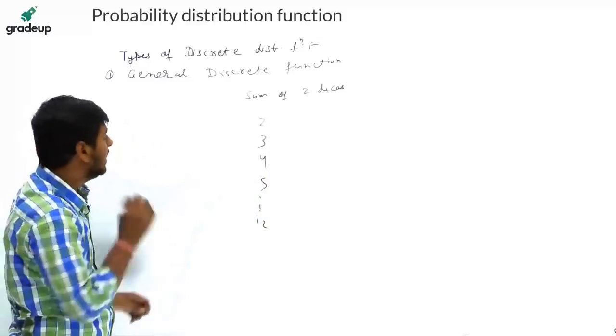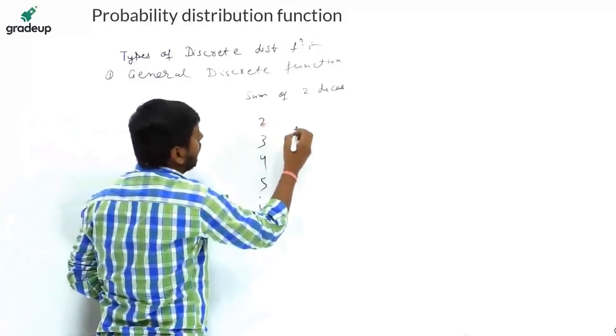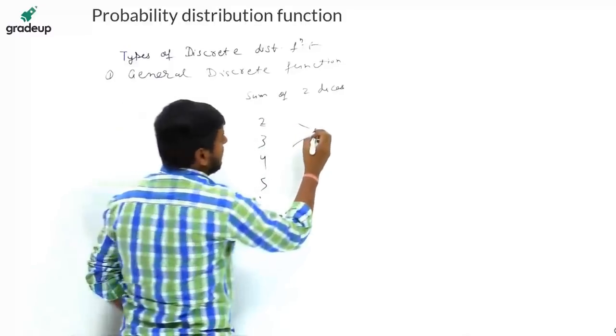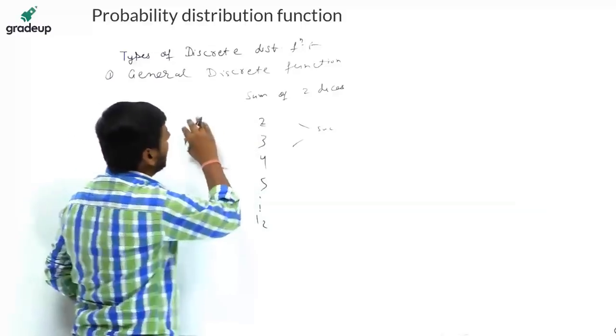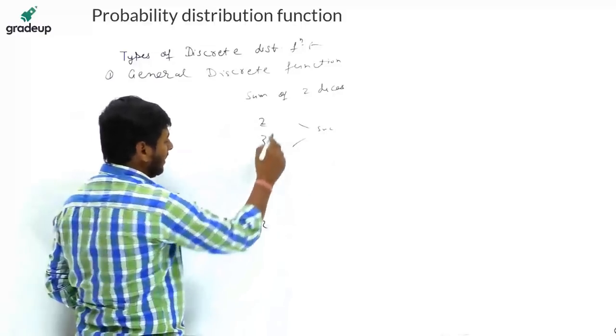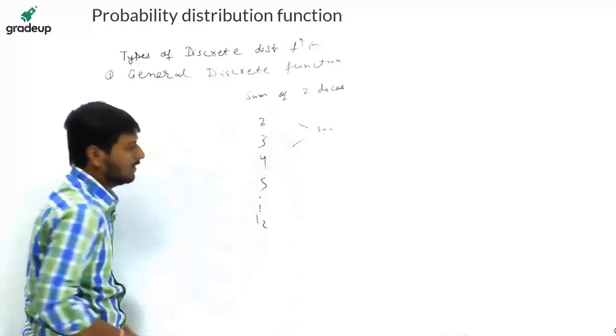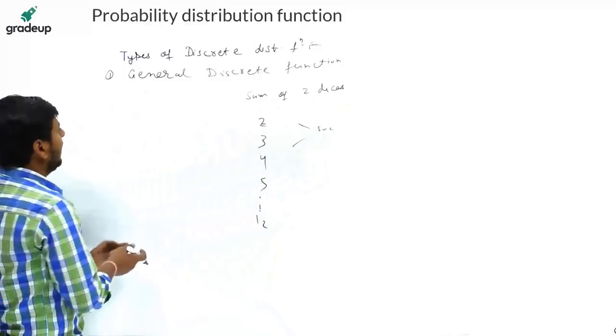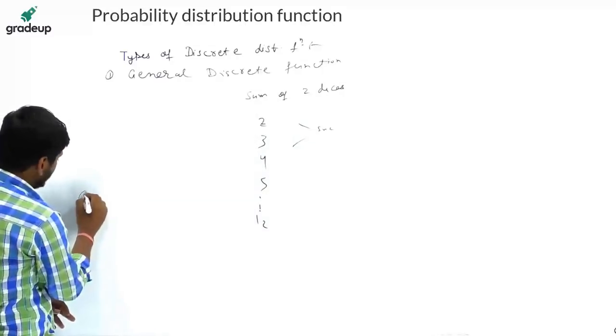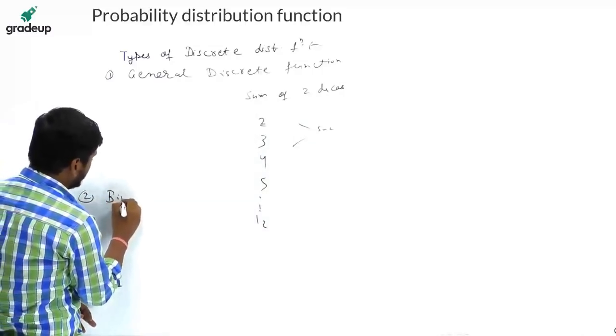This is general. Why? If the values can only be 2, either success or failure, then it can be another random variable. But here the values can be any value from 2 to 12. So this is a general. It can be any. Okay. While the second is the binomial distribution function.